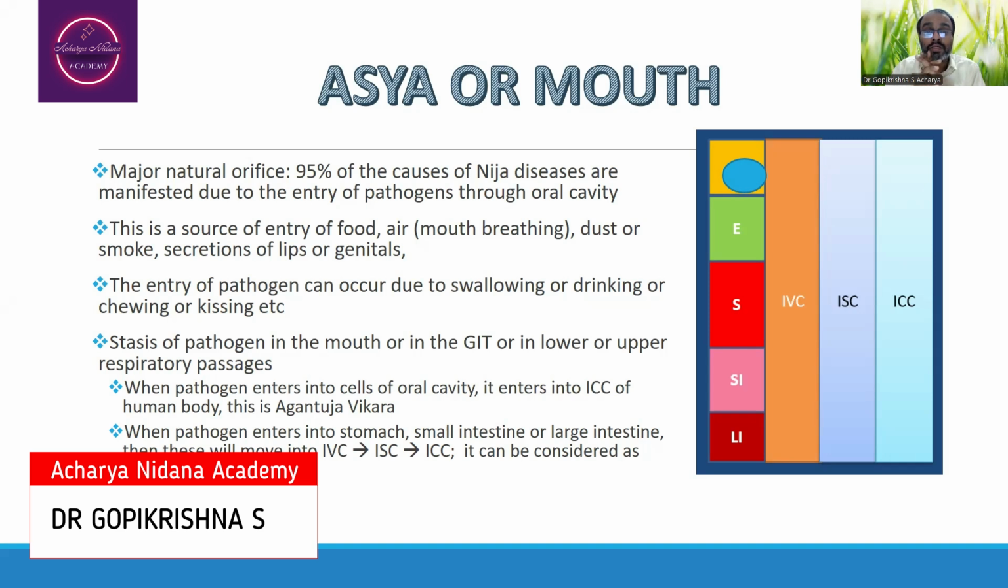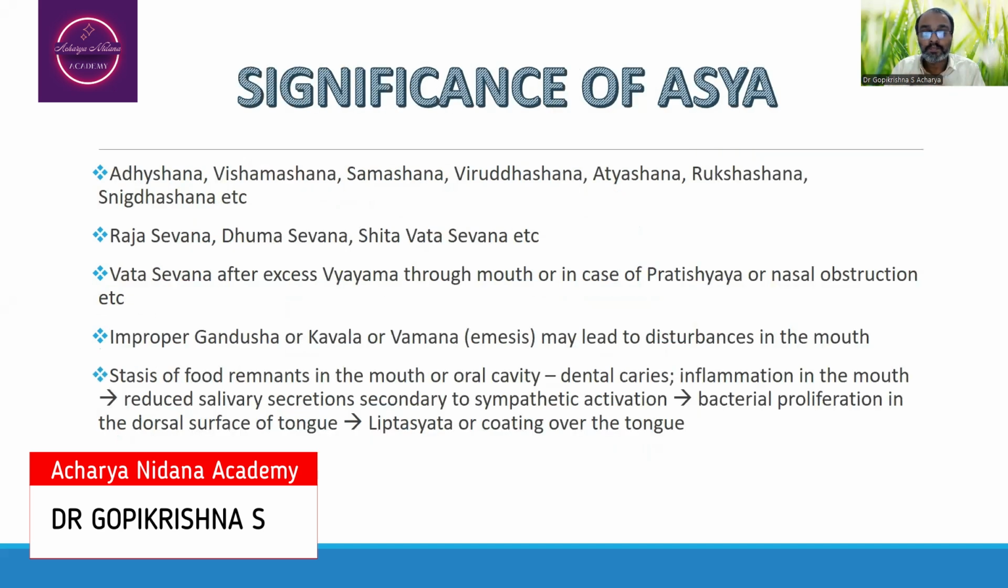So the Asya is one such organ, a Bahya Srotas, where in 95% of the cases of Nija Vikaras there may be a possibility of entry of pathogens through this particular Bahya Srotas. As far as the significance of Asya is concerned, as we have discussed earlier, in 95% of the cases the person will have the entry of pathogens through this particular Bahya Srotas only.